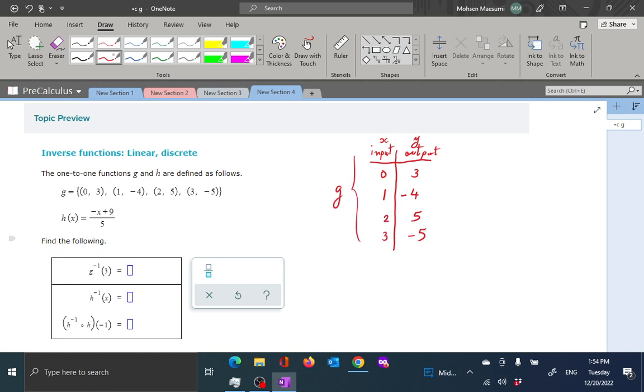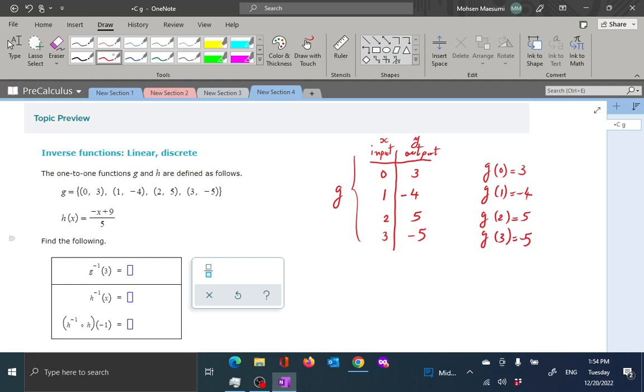For a set of input values, we are given a set of output values. With function notation, how do we write this? We say if you assign g to work on 0, g of 0 is 3. G of 1 is minus 4. G of 2 is 5. G of 3 is minus 5.